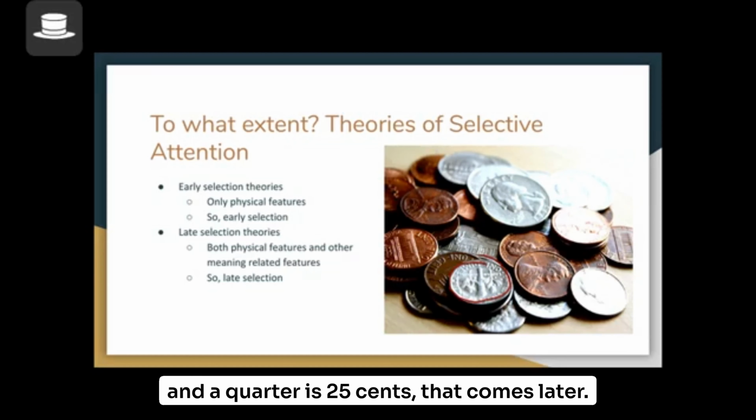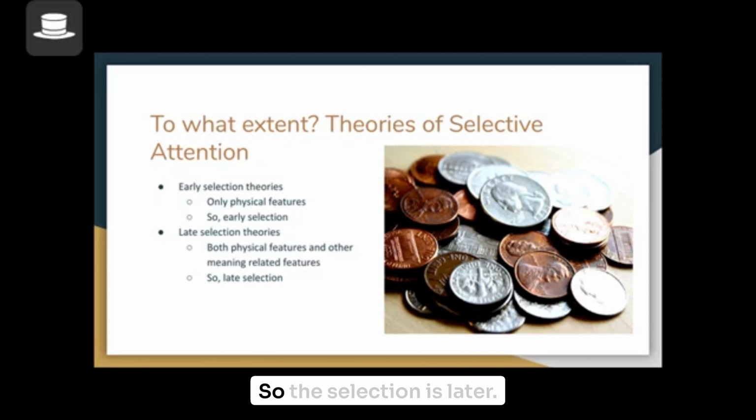That comes later. Whereas late selection theories, on the other hand, assume that it's not only the physical features that you process, but you also process the meaning related to these features. So you not only process the shape or color, but you also process the worth of these coins. So the selection is later, not immediate.